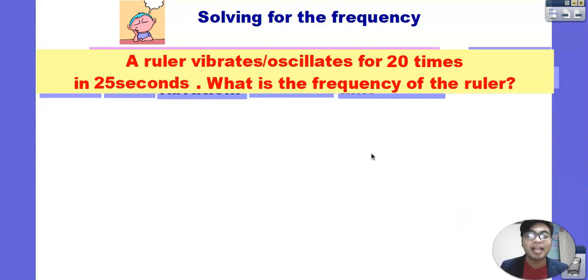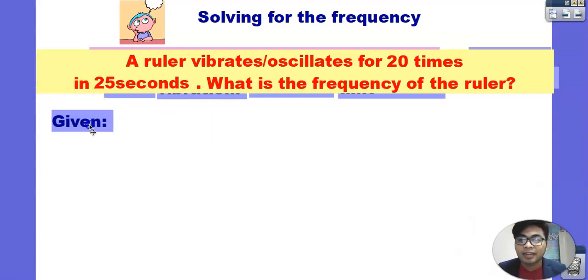So I have here a situation. A ruler vibrates or oscillates, which is another way of saying vibration, 20 times in 25 seconds. What is the frequency of the ruler? We're also going to identify the unit for the frequency.